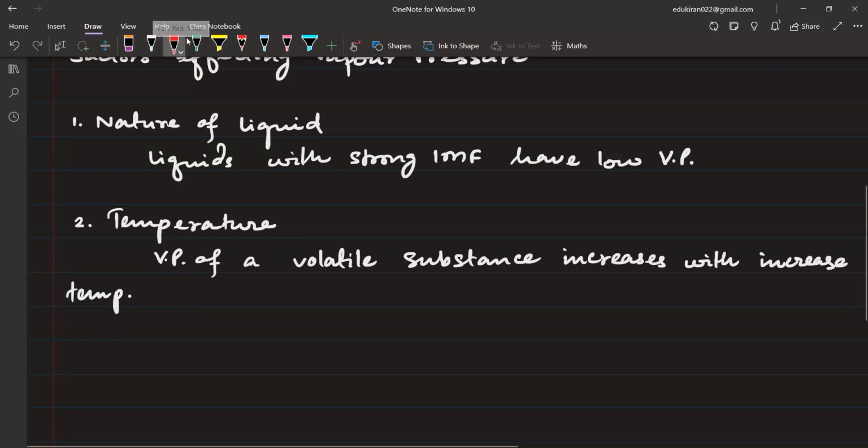Another important term that you have to understand is the boiling point.